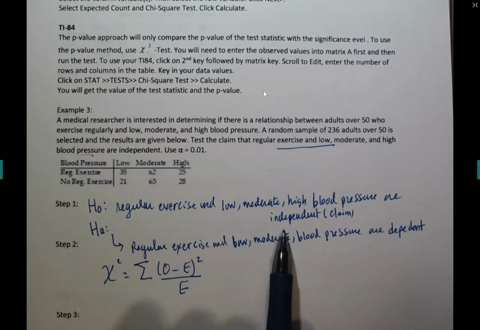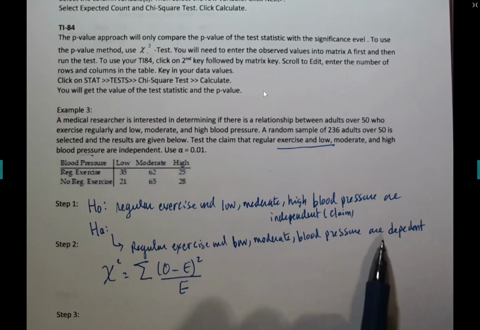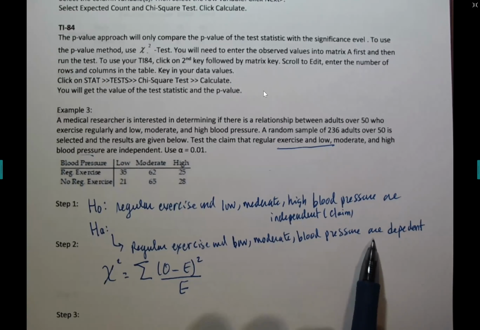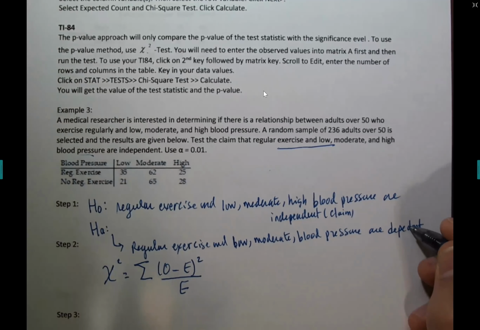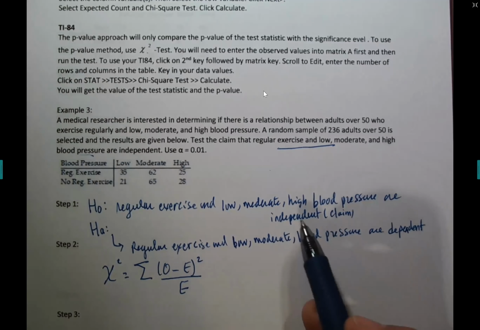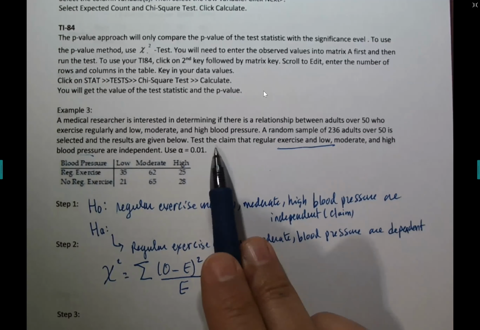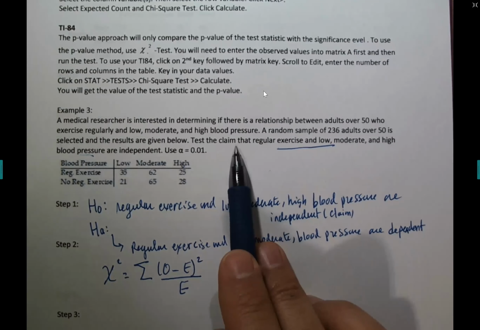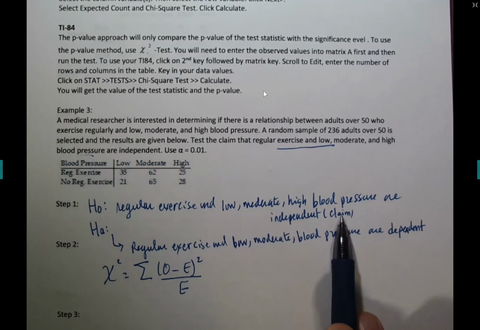No, H0 is always independent. HA, the variables are dependent. So that's what I put there. And now the claim is, test the claim. He says test the claim that the variables are independent. So I have no choice but to put the claim there, because he wants us to check that they have nothing to do with each other.